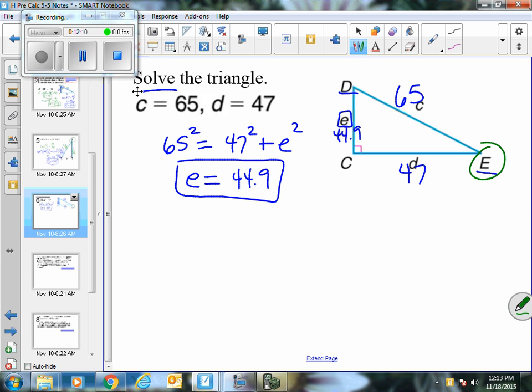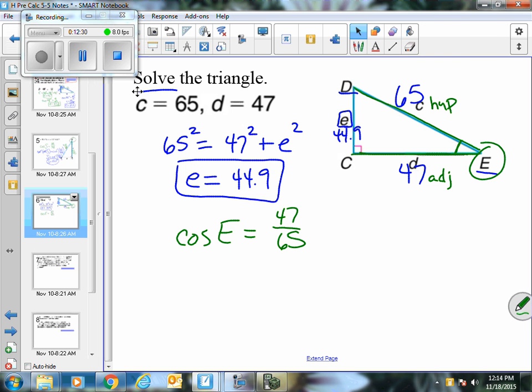All right, so angle E, the two sides I know compared to angle E are this one and that one. So the one on the bottom, this side D, the 47, that's adjacent. This one's the hypotenuse to this angle E, so I'm going to use those two sides. That would be cosine. So the cosine of angle E would be 47 over 65. And again, I don't want cosine of E, I want just E. So I need to undo that, do the inverse.